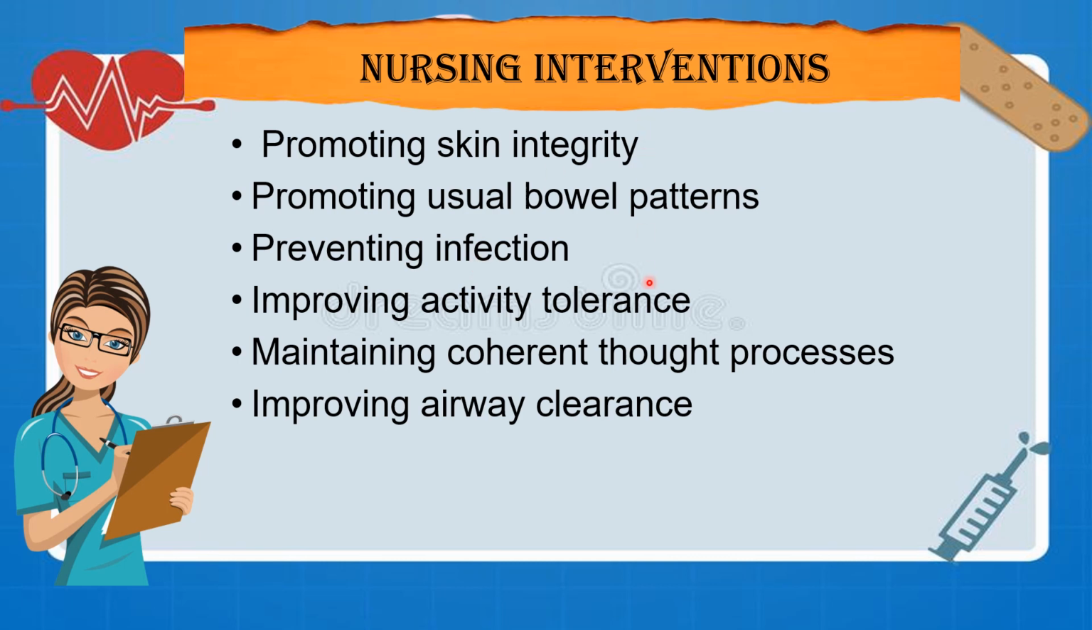To prevent infection, the patient and the caregivers are instructed to monitor for signs and symptoms of infection such as fever, chills, night sweats, cough with or without sputum, shortness of breath, difficulty breathing, oral pain, and difficulty swallowing. Another part of our intervention is improving activity tolerance. So you have to monitor the patient's ability to ambulate and perform activities of daily living.